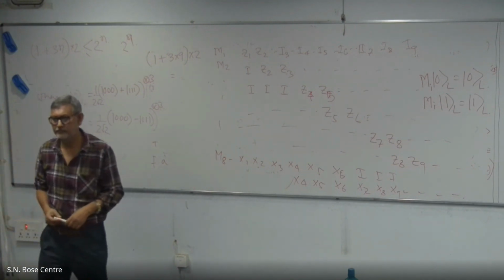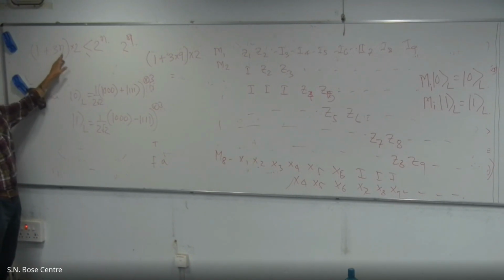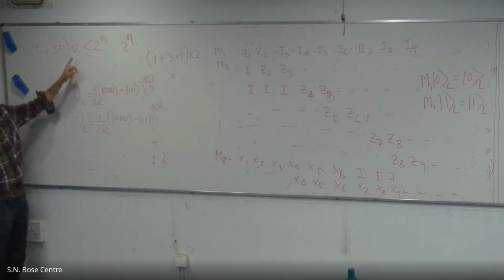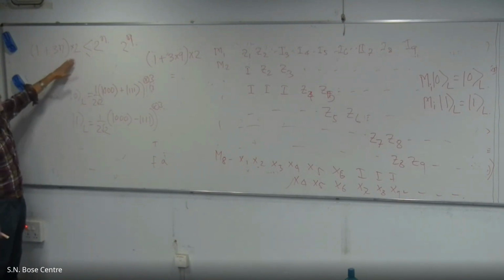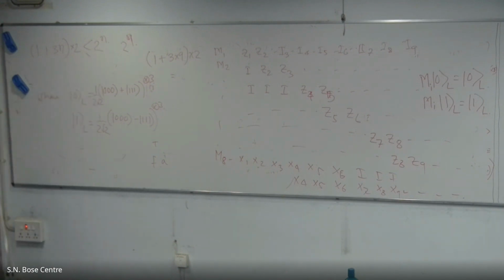Sir, here we are getting 1 plus 3n times 2. One is uncorrupted. For N qubits, each qubit may be corrupted in 3 ways: X, Z, XZ. So there are n qubits, so totally there are 3n corruptions. Like 1 plus 3n, and each uncorrupted or corrupted case will have dimension 2. So this should not cross the total dimension. But uncorrupted should be counted.